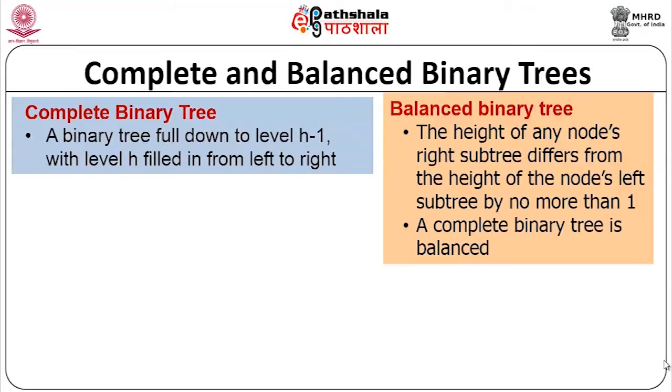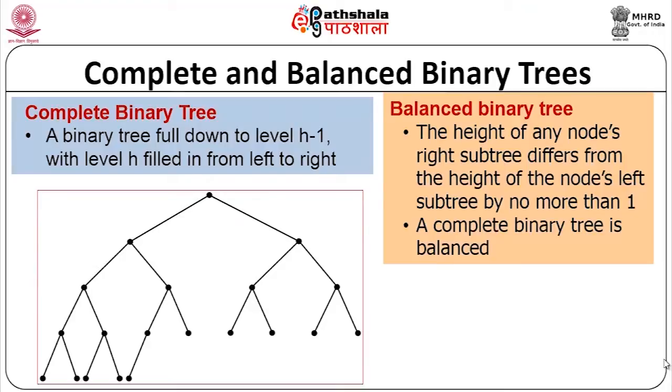Then you have something called complete and balanced binary trees. A complete binary tree is a binary tree full down to level h minus 1, where level h is filled from left to right. It is not necessarily full. For example, this is a complete binary tree because up to that level it is filled correctly. It is always filled from left to right. As you see, the last level is not filled completely, but it is filled from left to right.